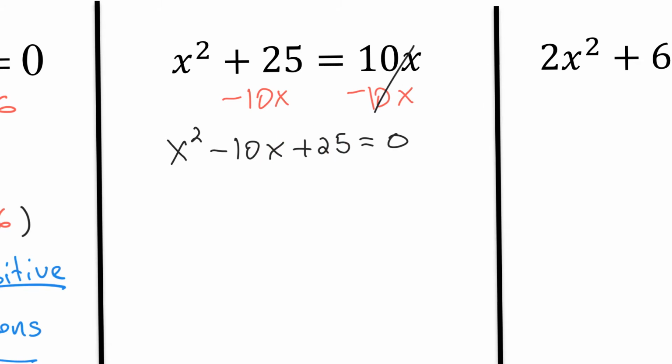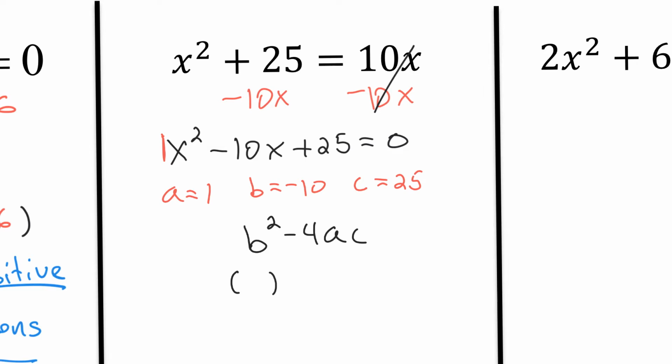My a value for this one here is going to equal 1. So there's the invisible 1. B is negative 10. And c is positive 25. I'm going to write down the discriminant, b squared minus 4 times a times c. So I'm going to substitute my b value. My b value is negative 10 squared minus 4 times a, which is 1, times your c value, which is 25. You guys simplify that, and we get a value of 0 right here. So the discriminant is 0. Let me write the word here, 0.